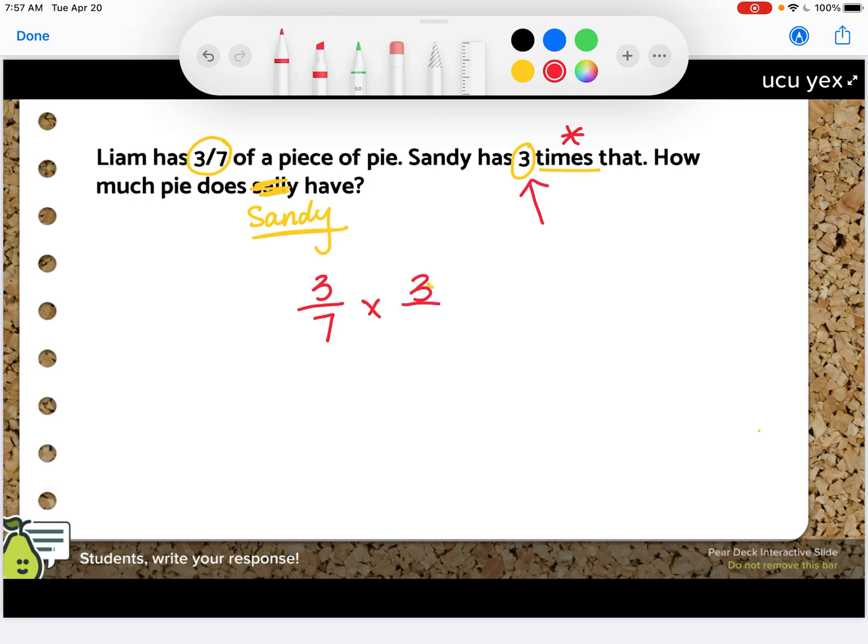Did you say we put it over 1? Because that's true with all whole numbers, right? 3 is the same thing as 3 over 1. 3 divided by 1 is 3. Therefore, this is the same thing.